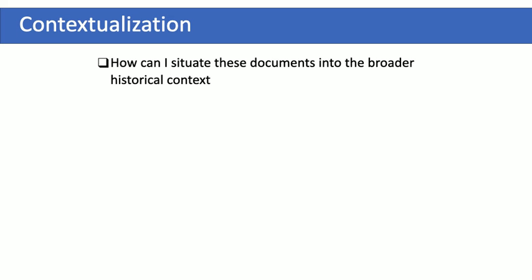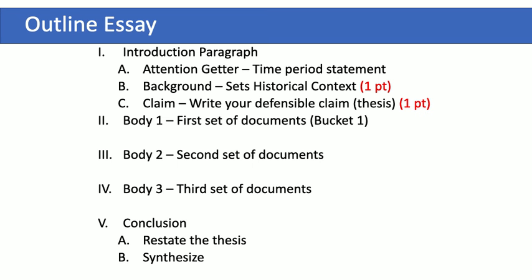So the structure of your essay, if you were to write this, would look like this, right? You would have an introduction paragraph with an attention getter about the time period, some background to set context, what was happening in the world, and then your thesis. And that would already get you 2 points. And then the first body paragraph would be your first bucket of documents. And you would repeat that for the other 2 body paragraphs. So the conclusion is a restatement of the thesis and just synthesizing, bringing all the information together.